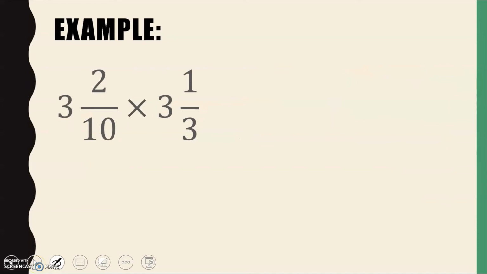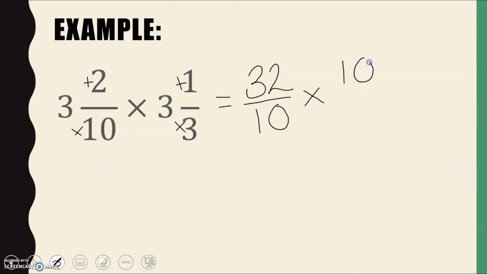Let's try this one together. So 3 times by 10 is 30, plus 2 is 32. So I've got 32/10. 3 times by 3 is 9, plus 1 is 10. So I've got 10 on the top, and I will have 3 still on the bottom. So remember, my 10 and my 10 match up, and my 3 and my 3 match up, so I don't change them.